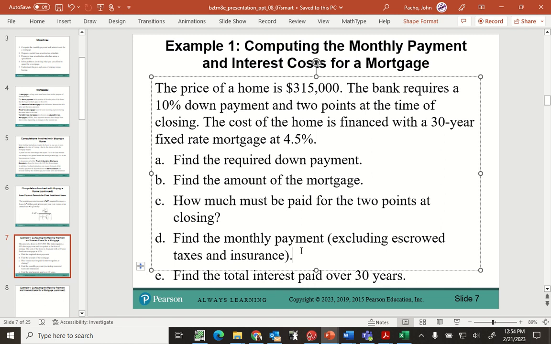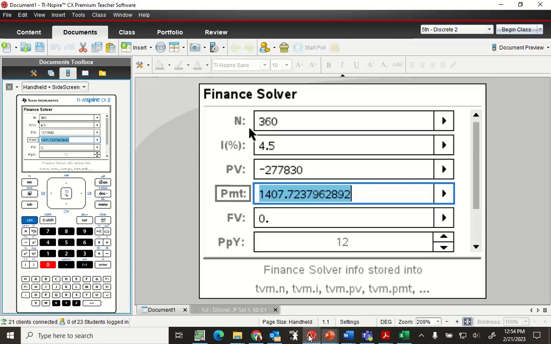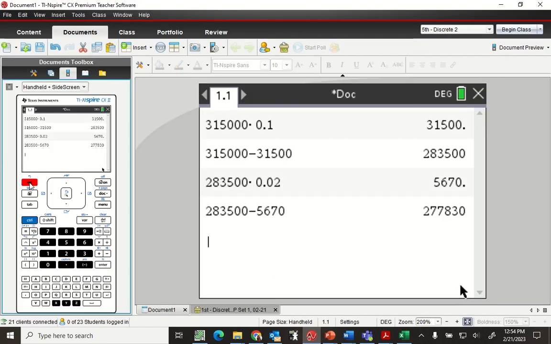So now the next thing we're going to do, find the total interest paid over 30 years. So let's go ahead and go back. Hit escape. So over 30 years, I paid 360 payments, right? Times my monthly payment, 1407.72. There you go. So right here, my 360 payments, that's a payment every month for 30 years of 1407.72. I'm going to calculate that, hit enter.